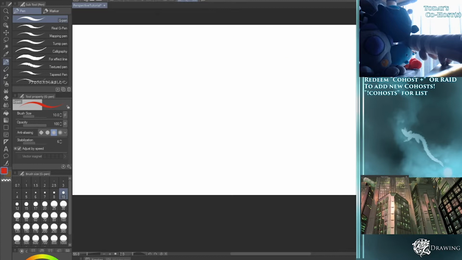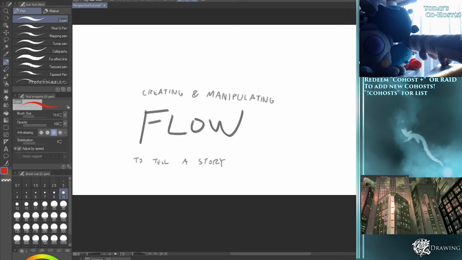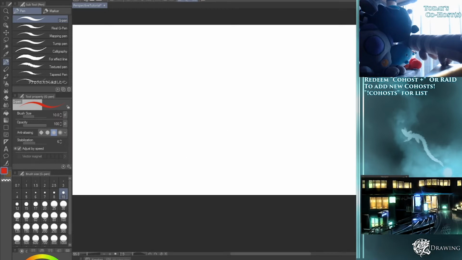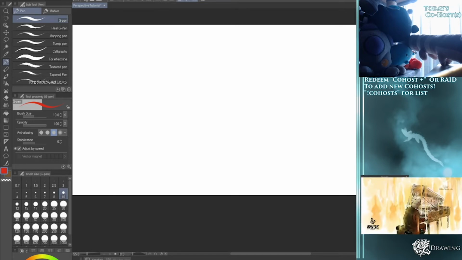picture. Composition is all about flow, creating and manipulating it. So, how do you create flow? Well, let's break it down, right? In order to have flow, you need some things.